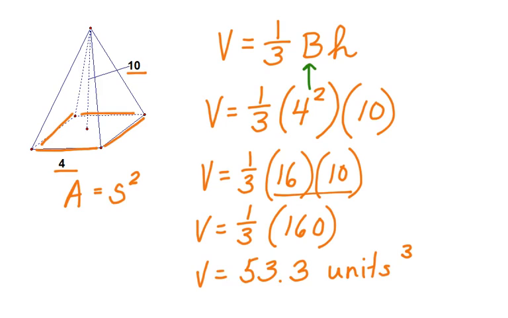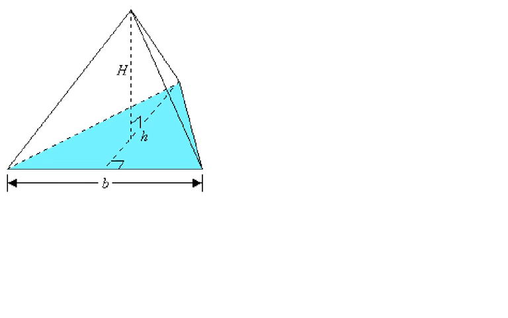Let's look at another one. Here's a triangular pyramid. This one's going to be a little trickier because the base of this pyramid is a triangle. The base here is equal to 12 inches. The height of the base, that's the little h, is equal to 8 inches. But the height here of the whole pyramid is equal to 10 inches. Now let's work on finding the volume of this pyramid.